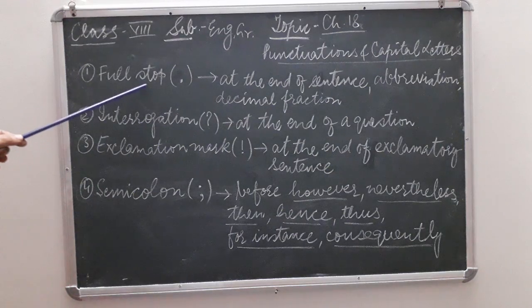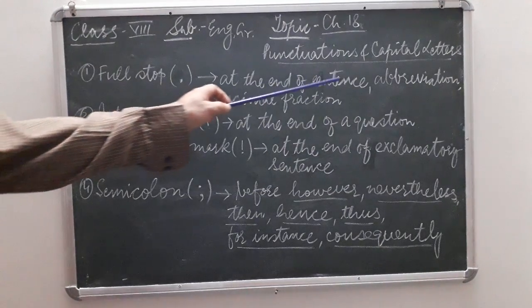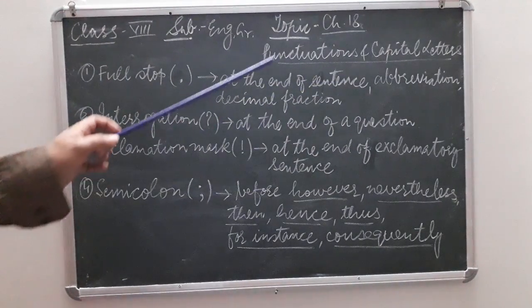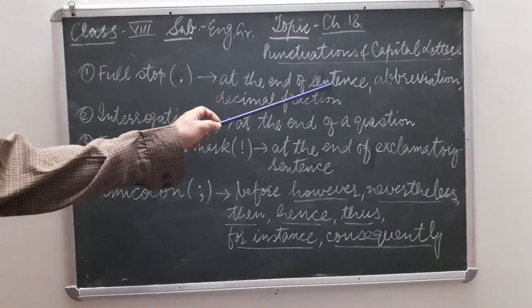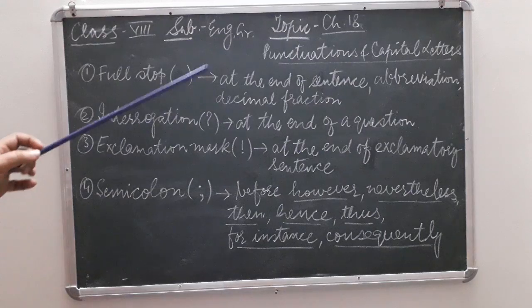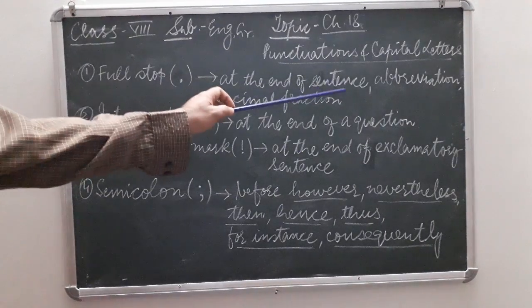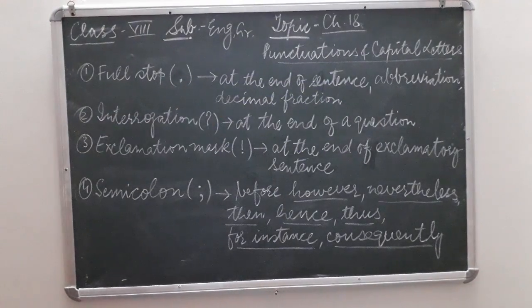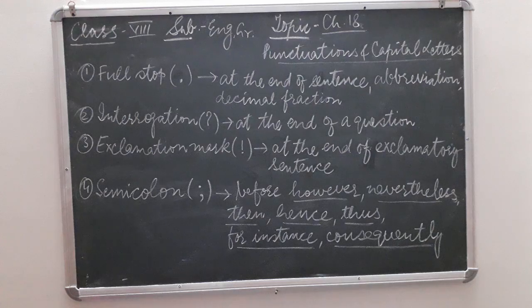Number one, full stop. My dear children, full stop is used at the end of every sentence. For example, if I say, I study in St. Anthony's School, after St. Anthony's School there is a full stop because it is the end of the sentence. It is a declarative sentence.